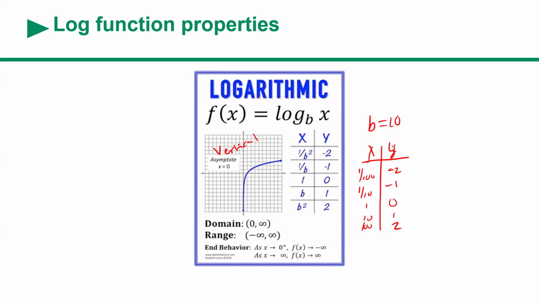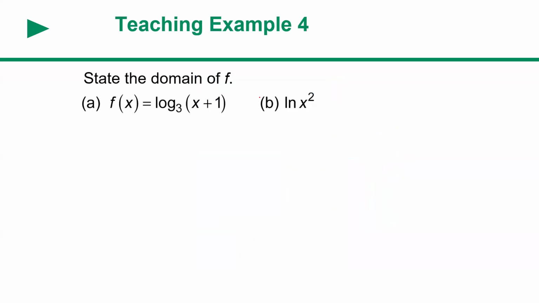All right. So, talking about our transformation rules, domain and range, and all that good stuff. If you have the log base 3 of x plus 1, what is happening to your function? Like transformation wise. I'm going to go to the left one, right?